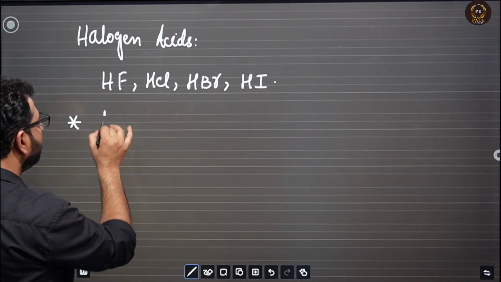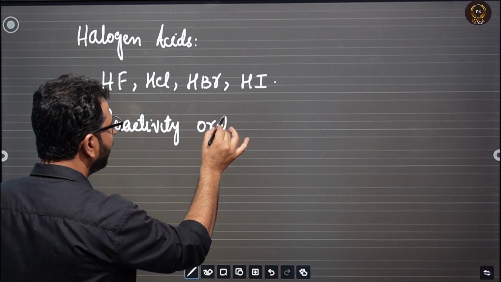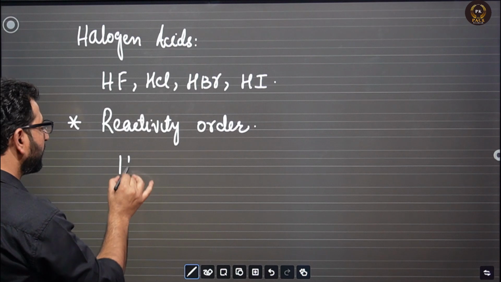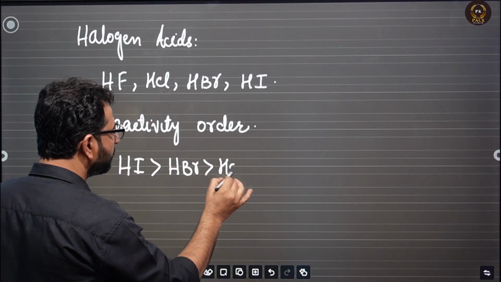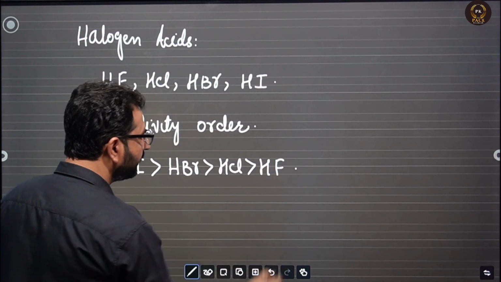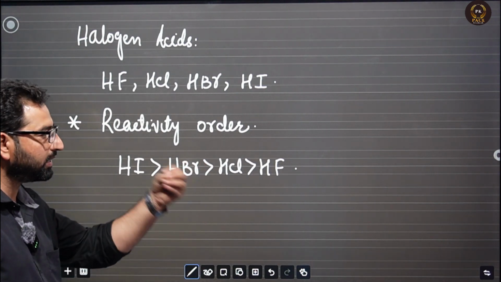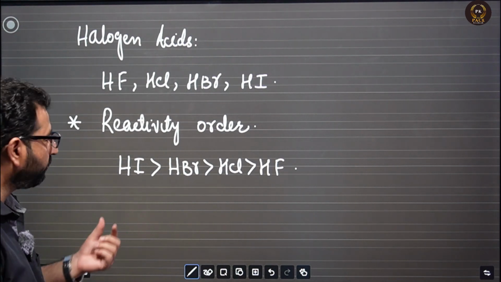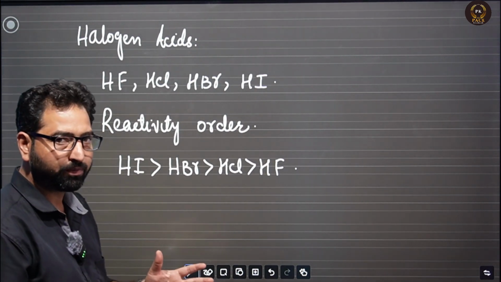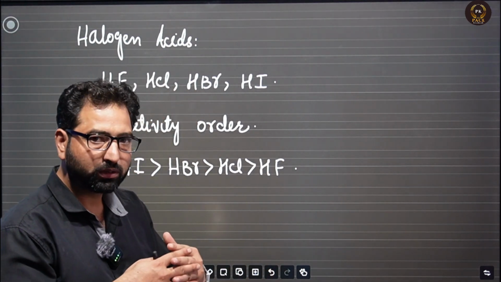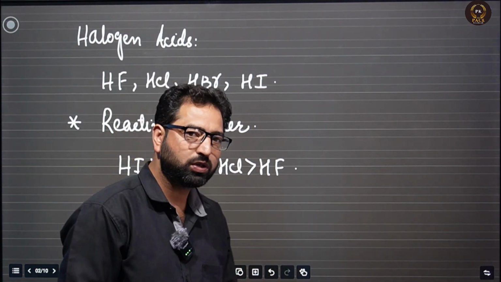Now if I see the reactivity order of these halogen acids, HI is more reactive than HBr, HBr is more reactive than HCl, and HCl is more reactive than HF. Why is this happening? We know that the dissociation energy for HI is less because the bond length of HI is more, hence it dissociates easily. The bond length of HF is short and it has a higher dissociation energy, that's why its reactivity is least.